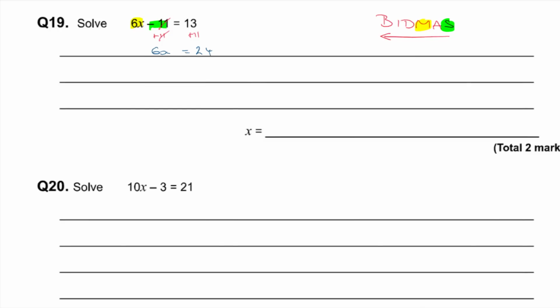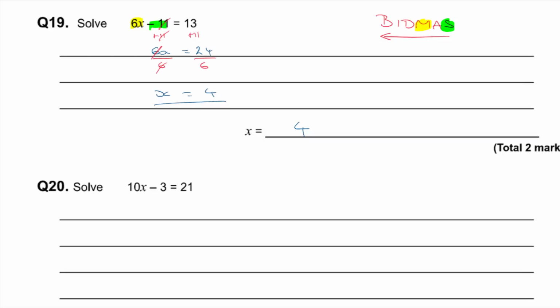And then the next thing we're going to be doing is getting rid of that 6 in front of the x by dividing both sides by 6. That'll cancel, leaving me with the x. And then 24 divided by 6, that is 4. So x is 4 as a solution.